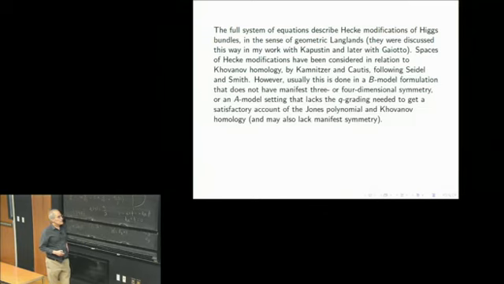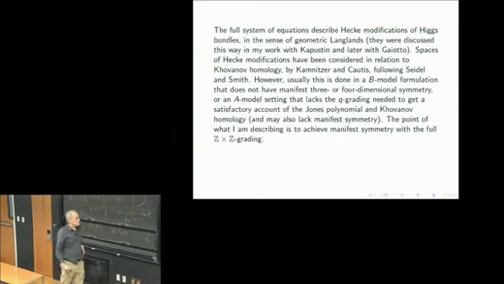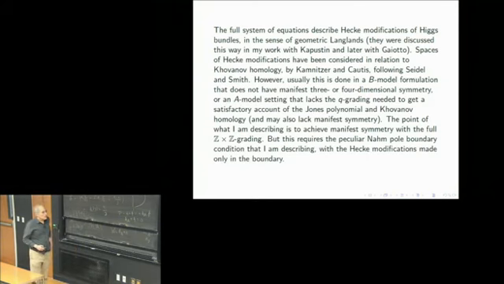Usually this is done in a B model formulation that does not have manifest symmetry, or an A model that lacks the Q grading needed to get a satisfactory account of the Jones Polynomial and Khovanov homology, and which will sometimes also lack manifest symmetry depending on what you try to do. The point in what I'm describing is to achieve the symmetry with the full Z times Z grading. But this requires the peculiar non-pole boundary condition with the Hecke modifications made only in the boundary.